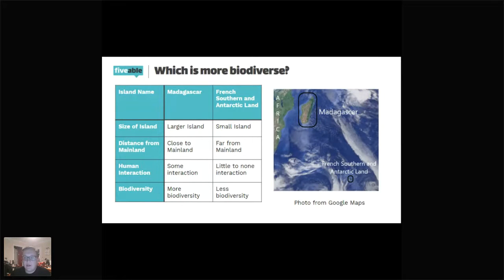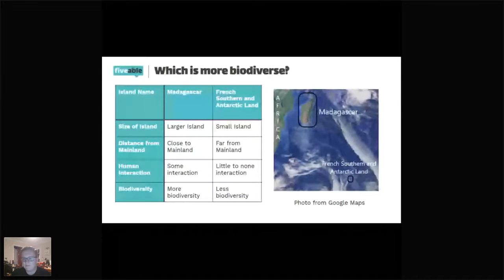And then finally, these French islands over here, they are very, very small. They're really far from the mainland. So that's really dragging them down, their size and their distance from mainland. So human interaction, we have some interaction with Madagascar, especially with habitat destruction and stuff like that. That's a big one that plays in there.